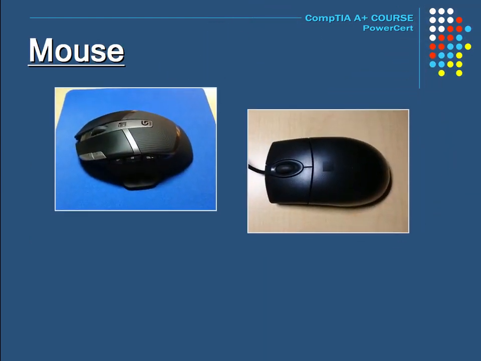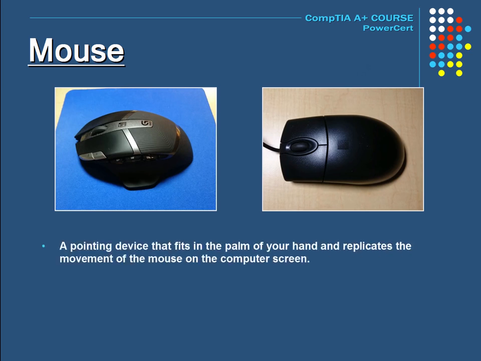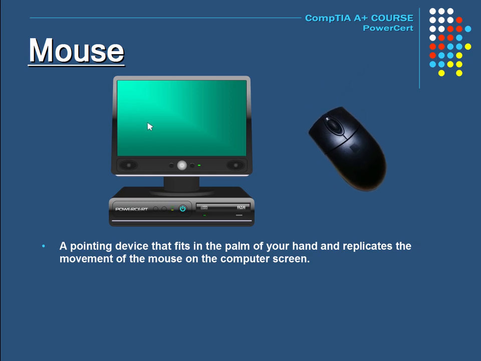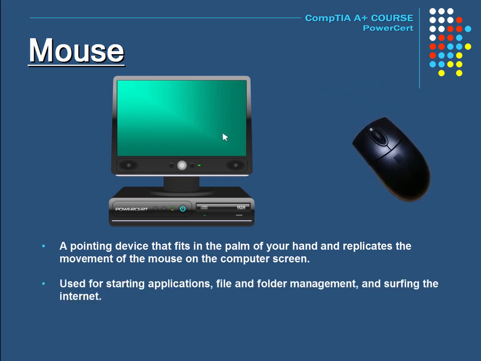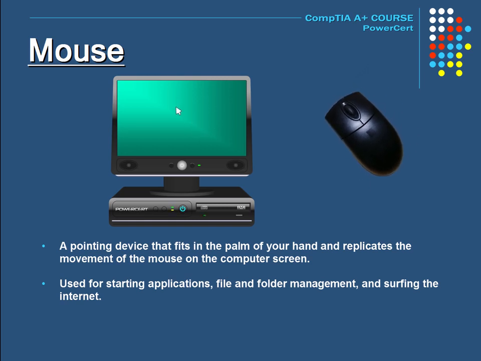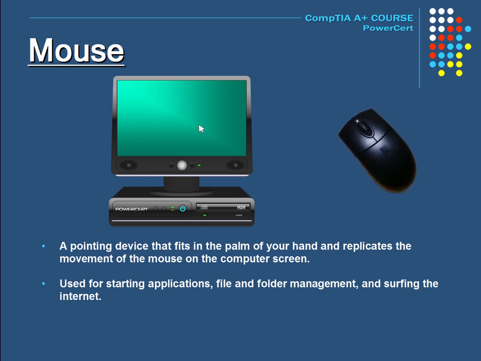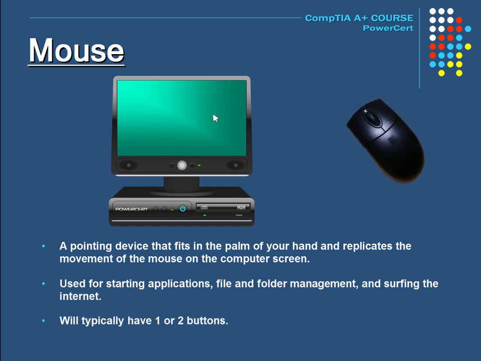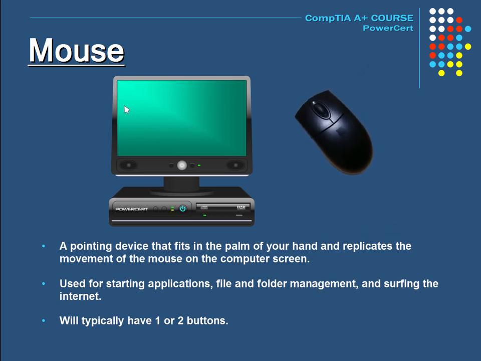A mouse is another basic input device that is used on a computer. It's a pointing device that fits in the palm of your hand and replicates the movement of the mouse onto the computer screen. It's used for things like starting applications, file and folder management, and surfing the internet. A mouse will typically have 1 or 2 buttons. A Macintosh mouse will have 1 button, while a Windows mouse will have at least 2 buttons.